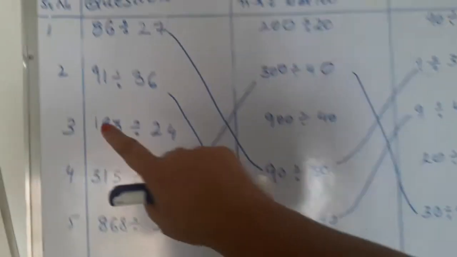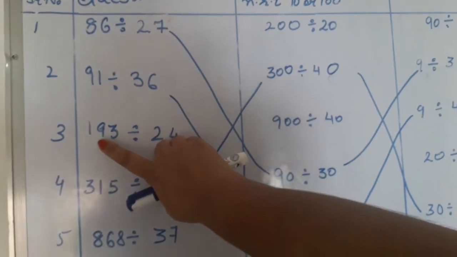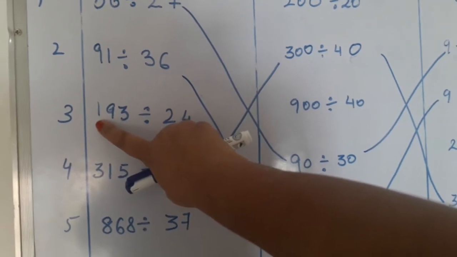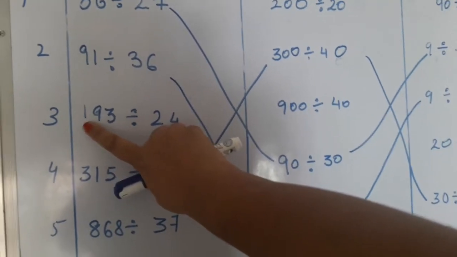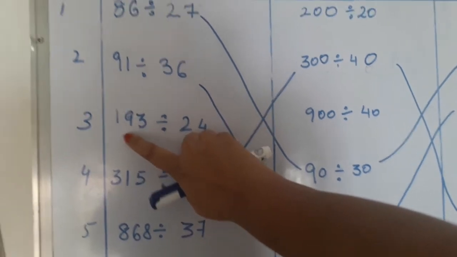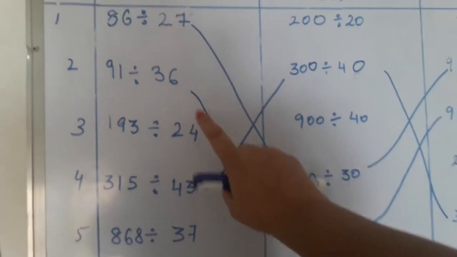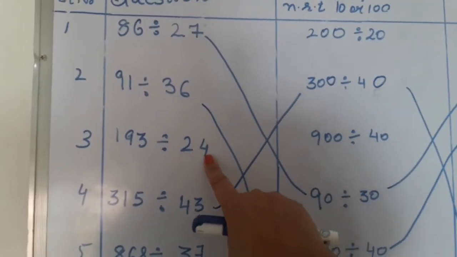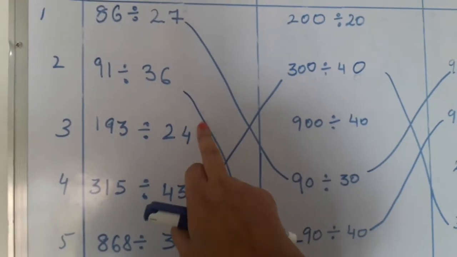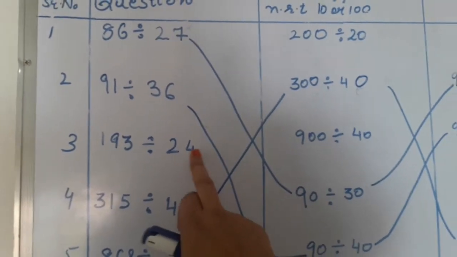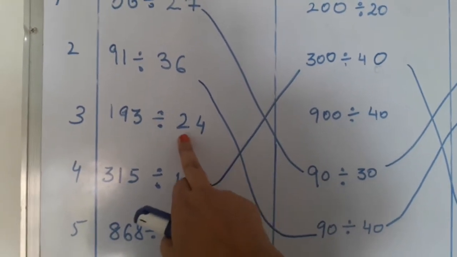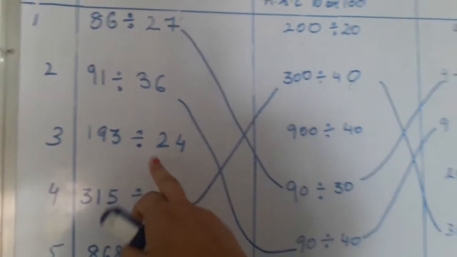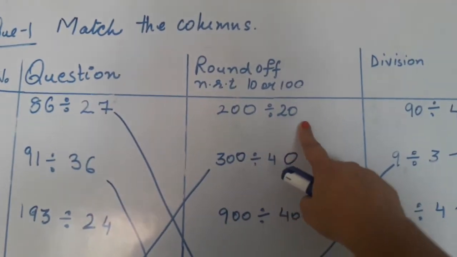Okay. Now here again we are having 9 and which is greater than 5. So we add 1 to the 100th place, right? So it becomes 200. It becomes 200. And 24 becomes, now it is rounding off nearest to tens. Then I will see only the ones place, right? Ones place is less than 5. So I have simply put 0 in the ones place and not added 1 to the tens place. So my number becomes 200 divided by 20.